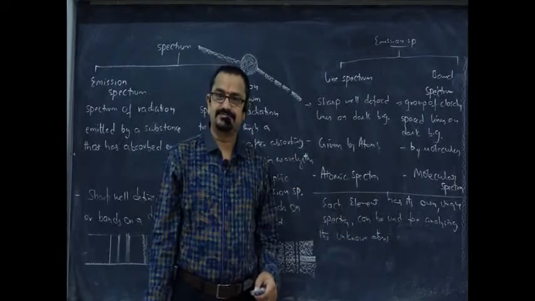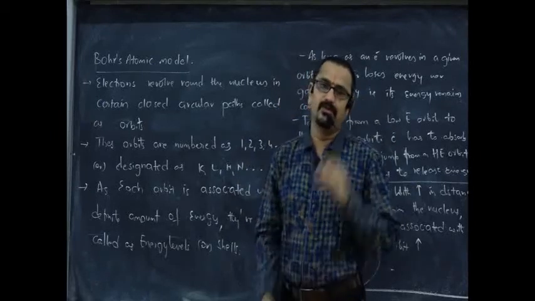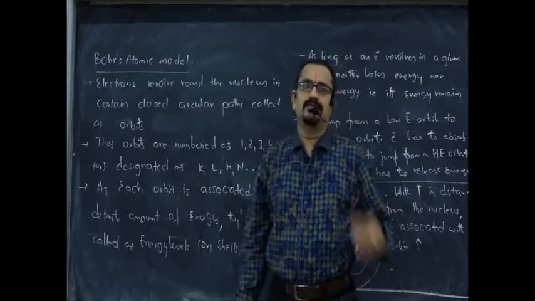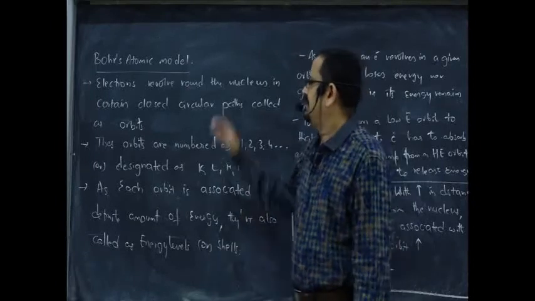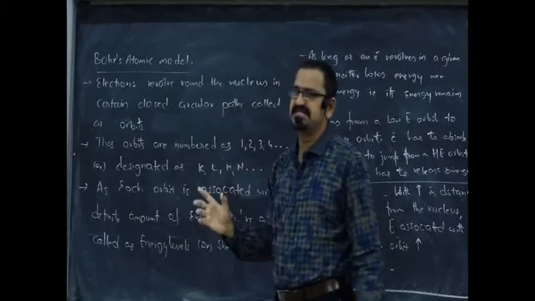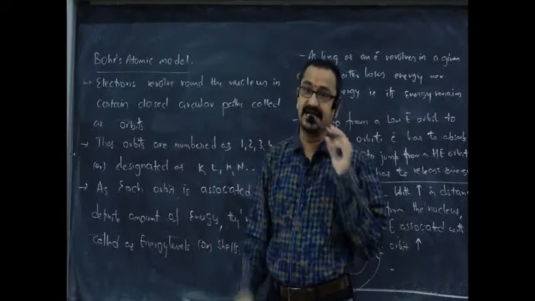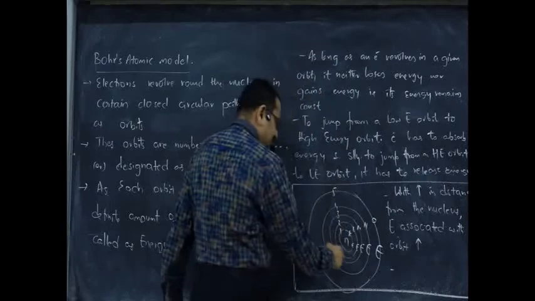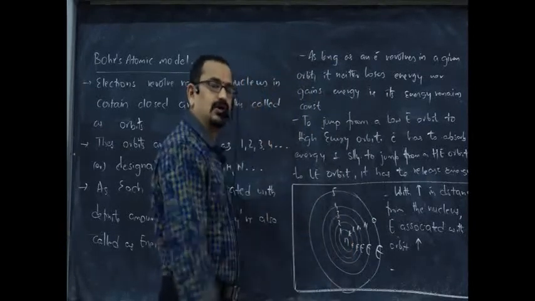Now, let us discuss the postulates of Bohr's atomic model. Niels Bohr slightly modified Rutherford's atomic model and gave some postulates according to which electrons revolve around the nucleus in certain closed circular paths called orbits. Certain closed circular paths called orbits, like this. See, first closed circular path, next third, fourth, fifth. There are so many certain closed circular paths.